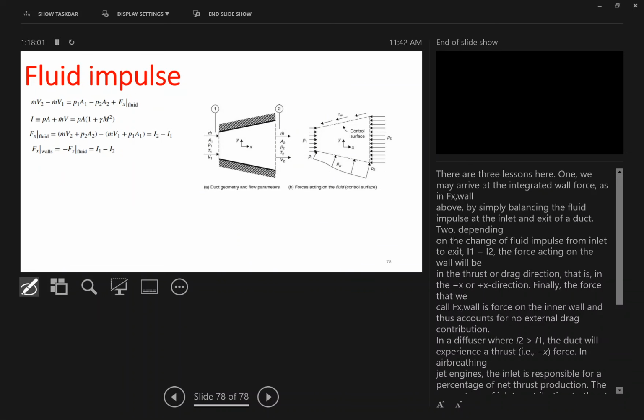And the fluid impulse. We have already talked about how to calculate the fluid impulse. Essentially, you can find the forces acting on the flow by the valves using the fluid impulses at the inlet and the outlet. You can make a lot of conclusions about the fluid impulse, but those are outside the scope of this course.